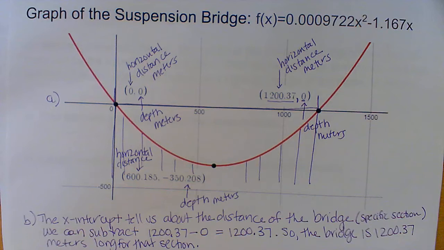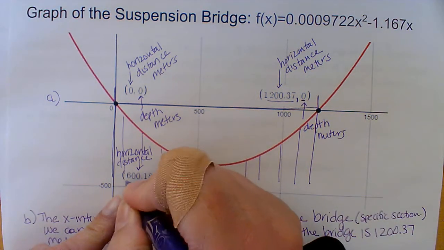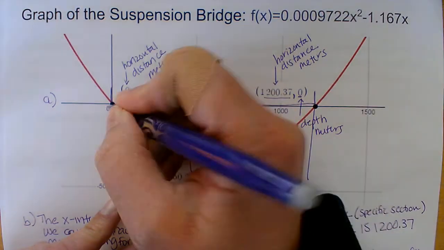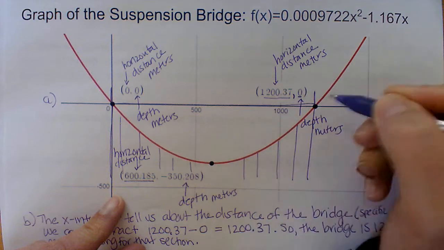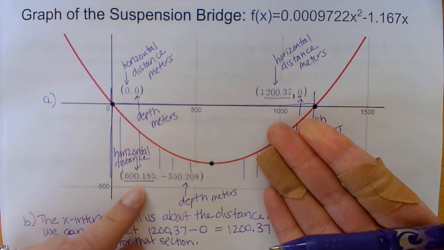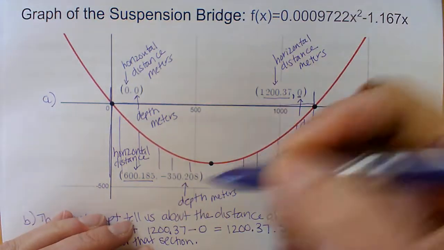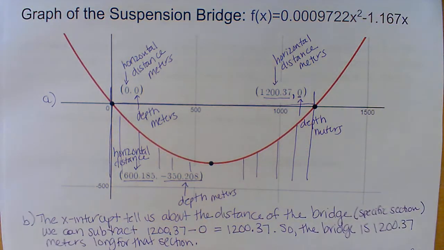Okay, next, find the vertex. What do you think each number represents? So the vertex is this minimum point right here. So remember, this is the horizontal distance. From this point to this point, it's the horizontal distance, and from this point to that point, which makes sense because if you split 1200 in half, you get 600, so it's like halfway. So if we walked halfway, we would be at the vertex. And this is how far down, that's the depth.